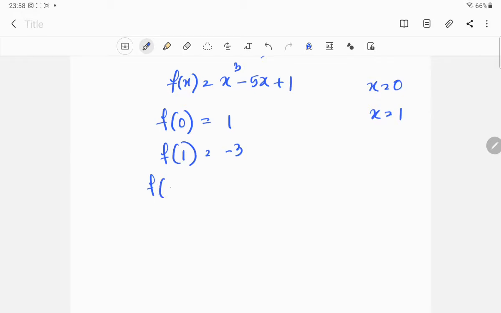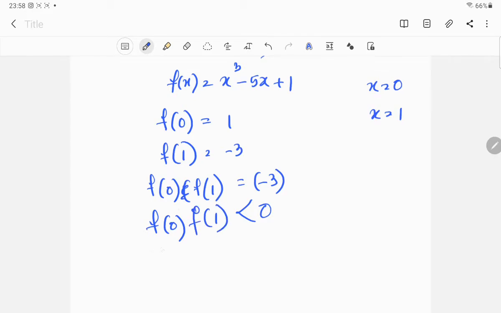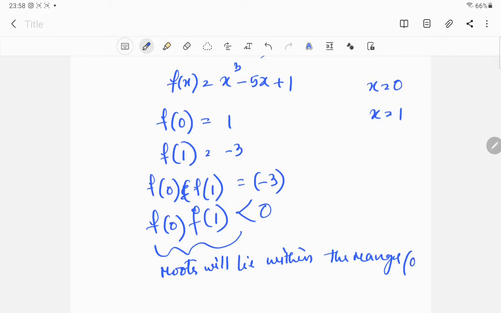Since f(0) is positive and f(1) is minus 3, which is a value less than 0, that means the root will lie within the range 0 and 1.